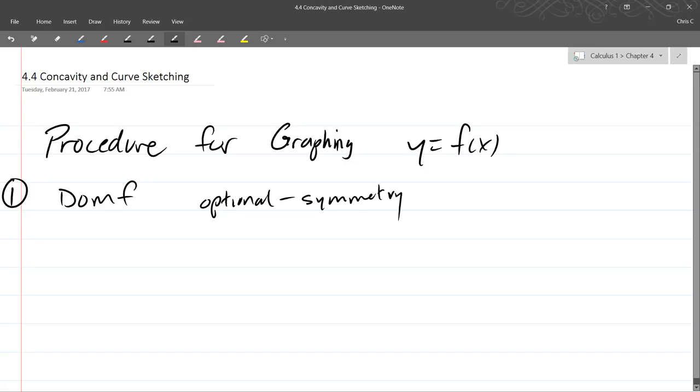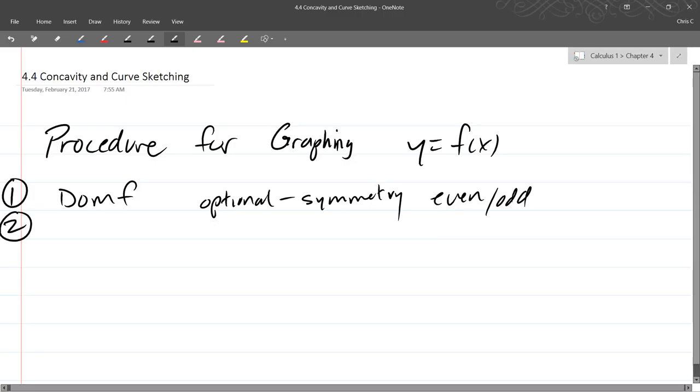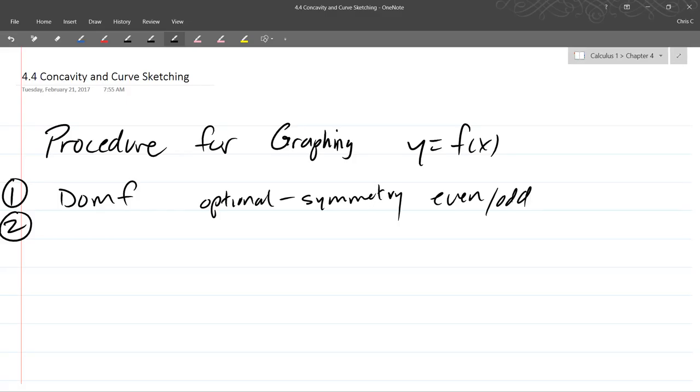You don't have to look for symmetry, but you could save a little time sometimes if you look for even or odd symmetry. But you definitely need a domain of f. Generally, when you find the domain of f, it's going to tell you vertical asymptotes as well. If you're going to be dividing by 0, that's also your vertical asymptotes.